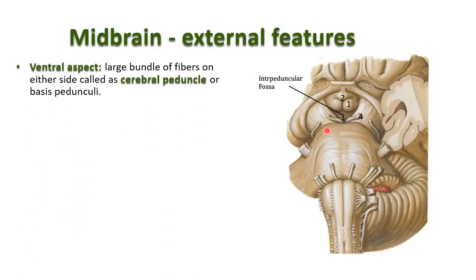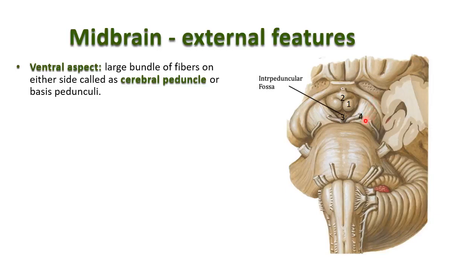Now coming to the ventral aspect, you see two large bundles of fibers. They are called the cerebral peduncles, or basis pedunculi. Whereas the three other peduncles we were discussing so far were the cerebellar peduncles: the middle cerebellar peduncle which we have seen, the inferior one from the medulla, and from the posterior aspect of the midbrain the superior cerebellar peduncle. But this is called the cerebral peduncles, or basis pedunculi.